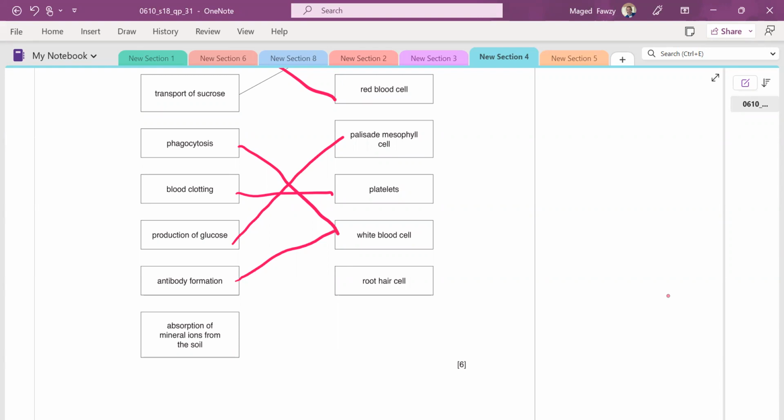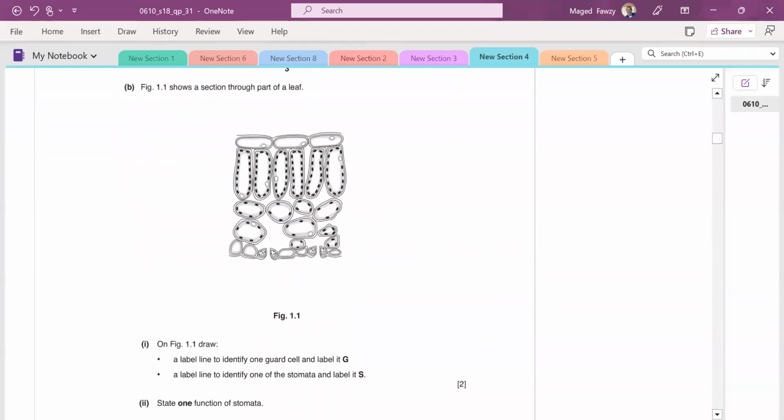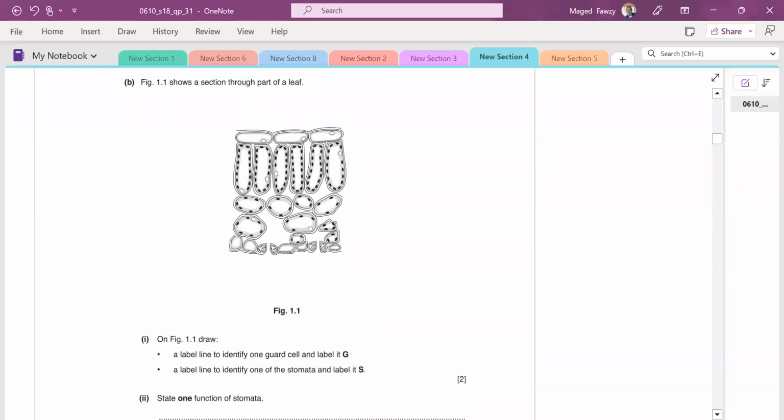Absorption of mineral ions from the soil. This is for the root hair cell. Okay, so now if you did this, you got the first 6 marks in the question. I told you several times they are in love with plants. I'm talking about Cambridge examiners, in love with plants and plant cell leaf structure.